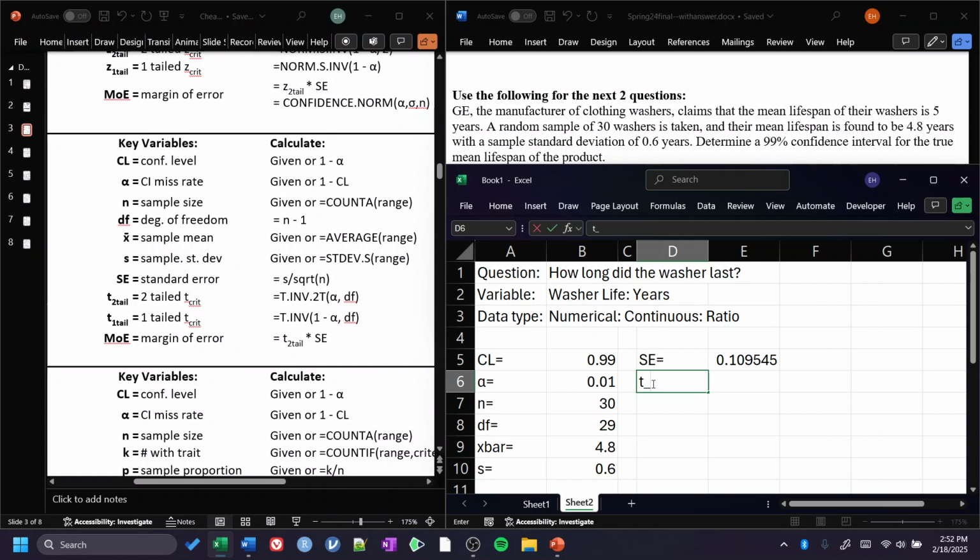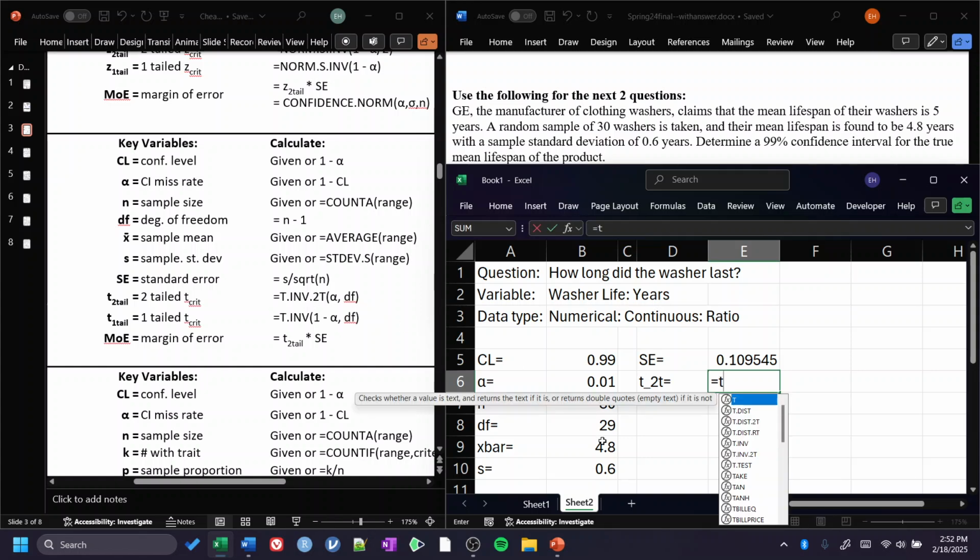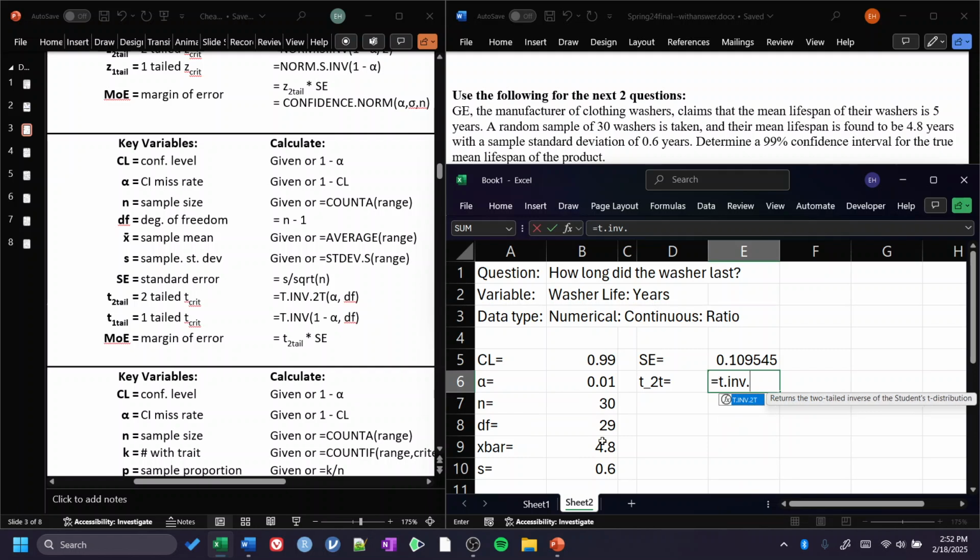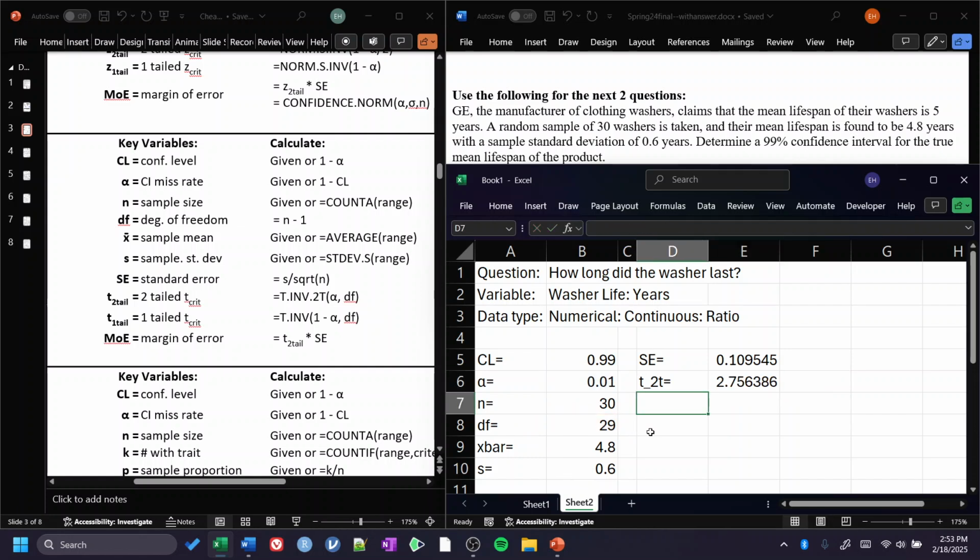So we're going to do a t, 2t, for a two-tailed t value, and we have a very simple equation that we do. We're just going to do equals T.INV.2T, parentheses. It's going to ask for the probability over here. That's the probability that we're going to put in, just our alpha value. So click on alpha, and then we're going to do comma, and we need the degrees of freedom. Be sure that you click on the degrees of freedom and not the sample size. We're going to close our parentheses and hit enter, and that is our t critical value. That's our two-tailed t critical.